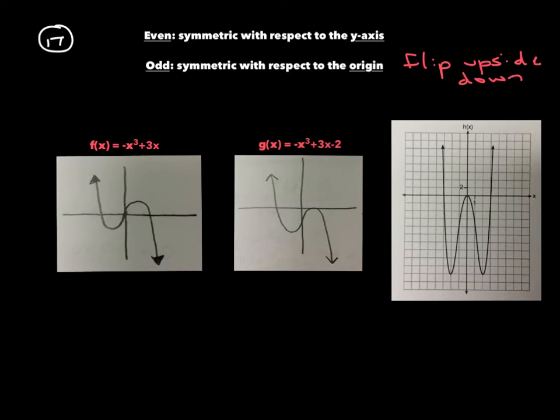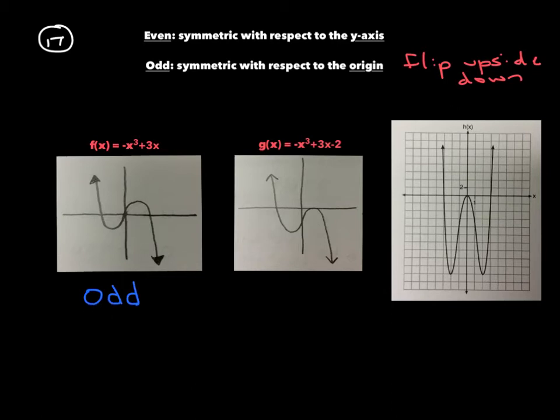Okay, so let's take a look at the first function. The first function, f of x, they just gave us the equation. So what I did was I just went to y equals in my calculator and graphed it. And this is what I got. Now, you could see that this right here is symmetric with respect to the origin. If you flip this upside down, it will look exactly the same. So we could say that this one here is odd. O for odd, O for origin.